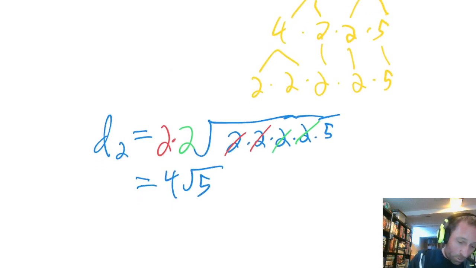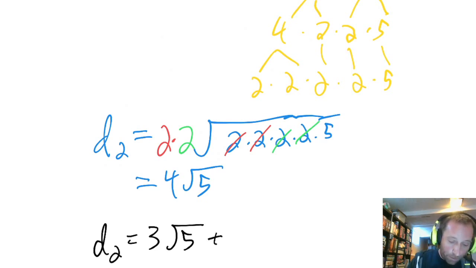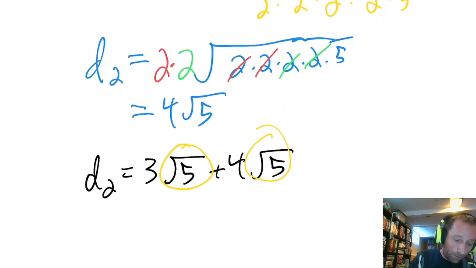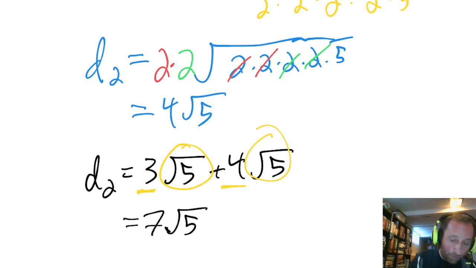So d is equal to 3 root of 5 plus 4 root of 5. Same radicand, same index, add the coefficients, 3 plus 4. This gives us 7 root of 5. Okay, that was the last problem that I had planned on going over.